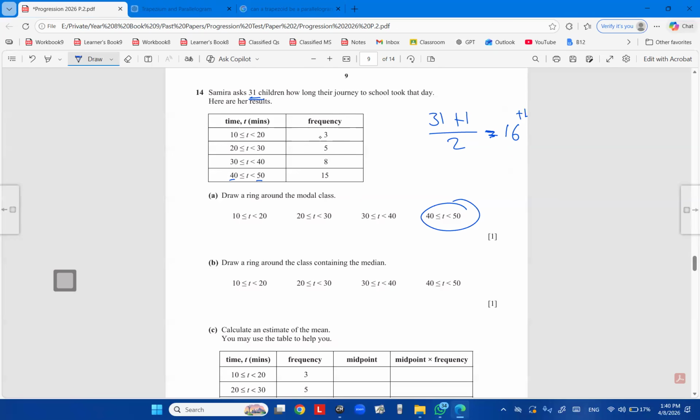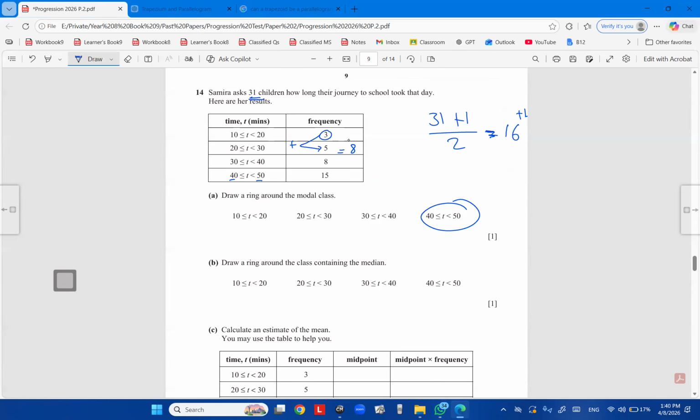How can I find it? Let's add this. 3 plus 5 equals what? First, check the first frequency here of the first class interval. It is 3. Have you reached or passed the 16? No, I haven't. So go to the next one. 3 plus 5 equals 8.